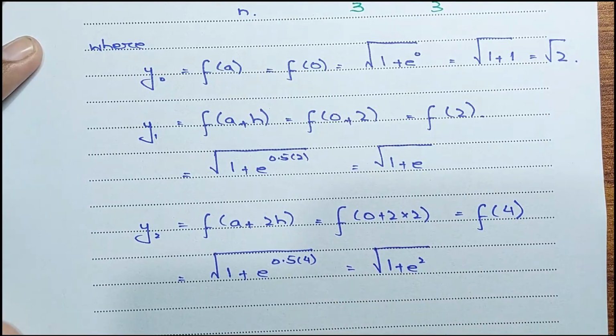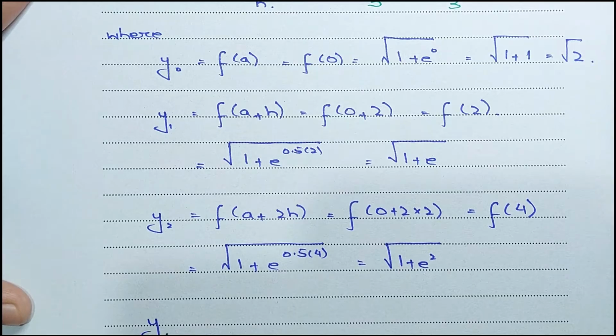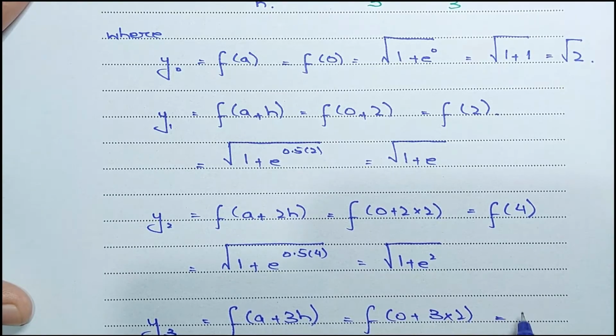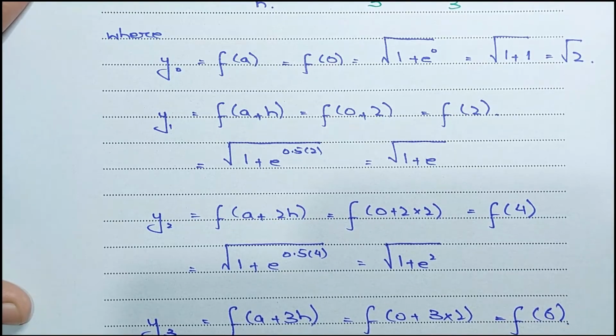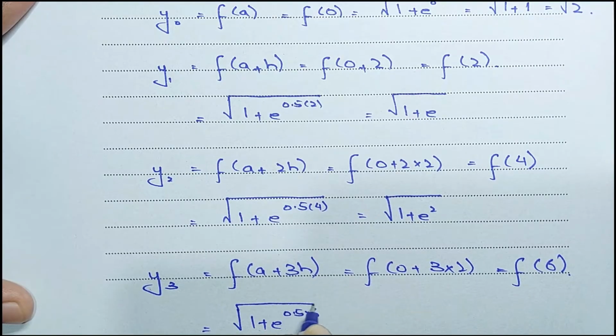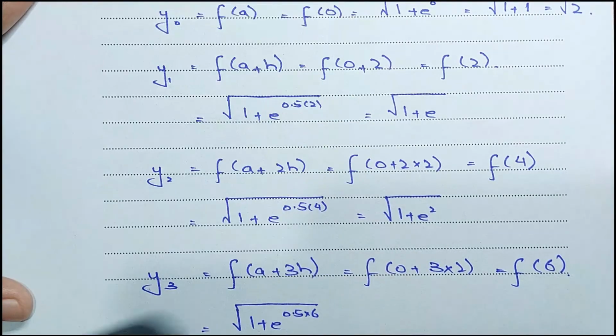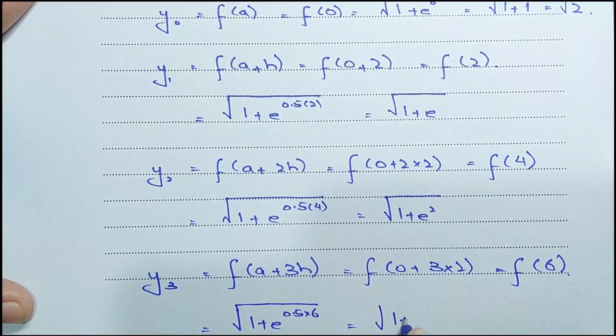We have to use 3 intervals, 1, 2 and 3. No, sorry, with 3 intervals we have to find till y3. Y3 would be f of a plus 3h. F of a is 0, 3 and h value is 2. So here we have to find f of 6. So this is root 1 plus e to the power 0.5 into 6. 0.5 times 6 is 3, e cube. Root 1 plus e cube.